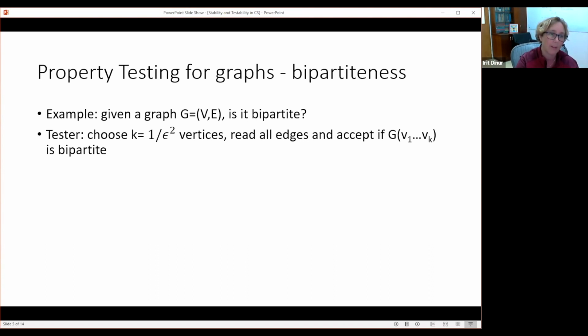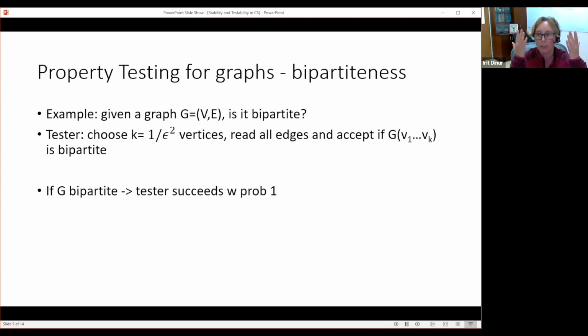Now I need to analyze this tester. How well does it function? Clearly, if the graph is bipartite, the tester will always succeed. There is a global bipartition of the vertices into white and black, and no matter how you select the subset of vertices, you can restrict this bipartition and the tester will accept.